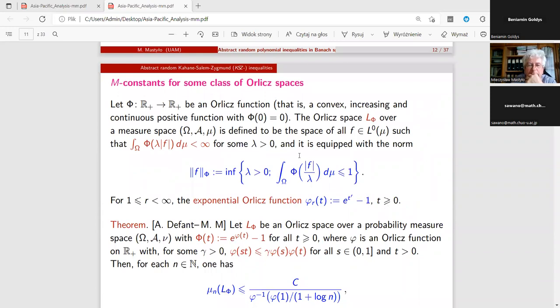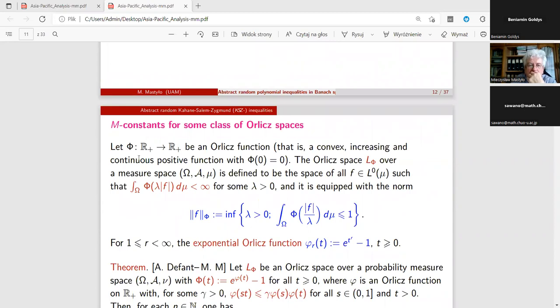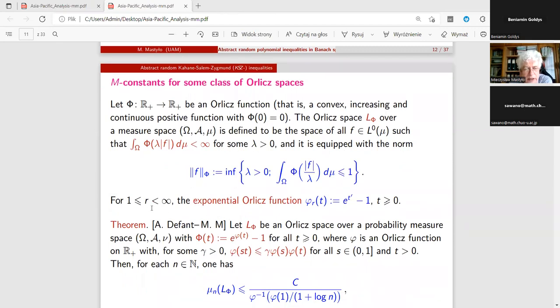So let me show you a situation very important for applications, where the space here is an Orlicz space. Let me recall, we have a convex function, an Orlicz function, meaning a convex increasing continuous positive function with value zero at zero. The Orlicz space on a given measure space is the space of all measurable functions for which we are able to find a positive constant for which this integral is finite. And we know that this is a Banach space under the following norm. This is exactly the Minkowski functional, where you take lambda for which the value of this integral is less than or equal to one. This norm is called the Luxemburg norm because Luxemburg was the first who investigated spaces with this norm.